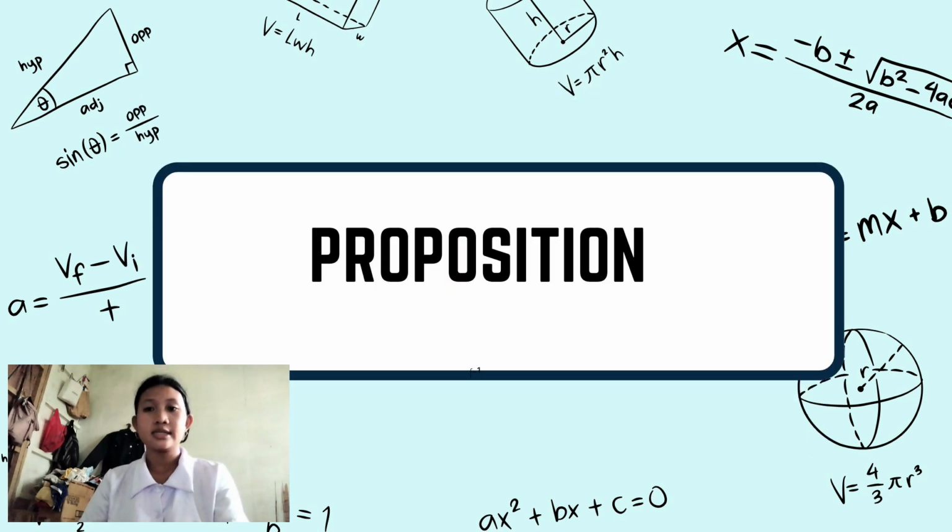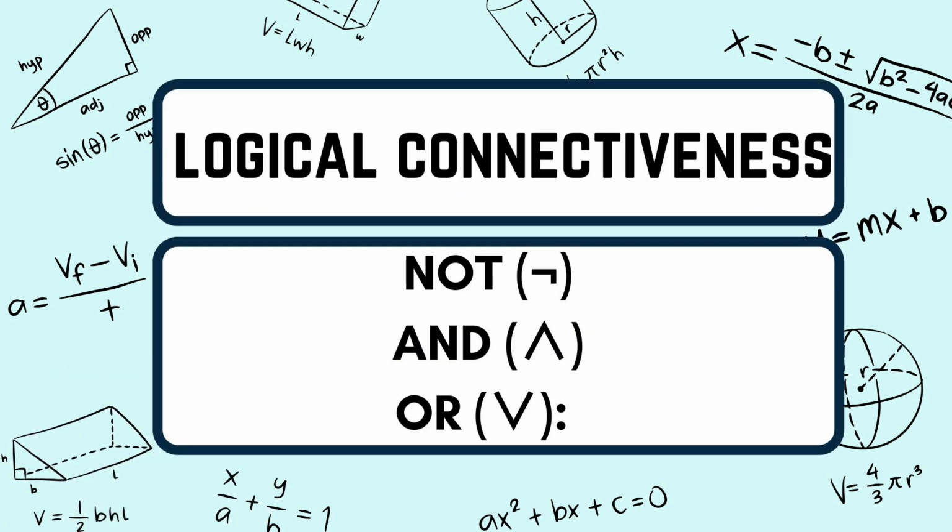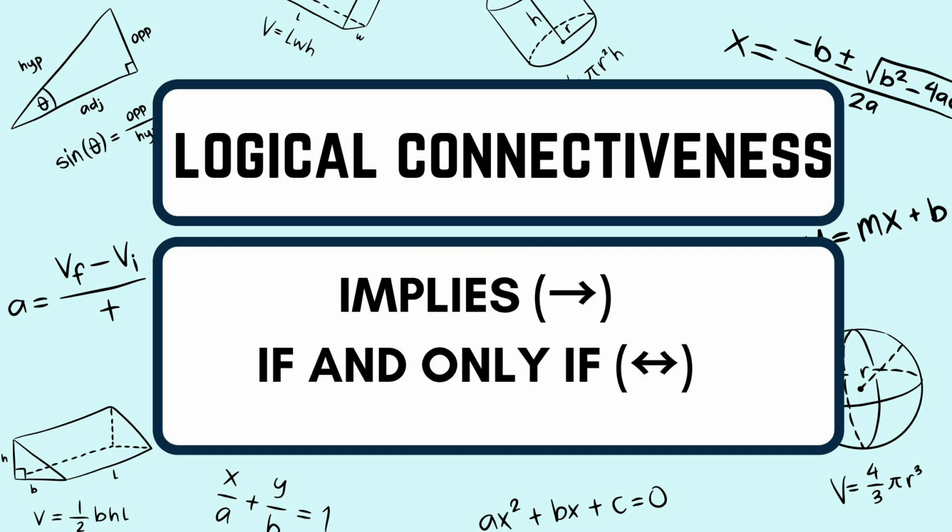A proposition is a statement that can be either true or false, but not both. Then we have logical connectives: words or symbols used to combine or relate propositions to form more complex statements. Not represents negation, and represents conjunction, or represents disjunction, implies represents implication, if and only if represents biconditional.